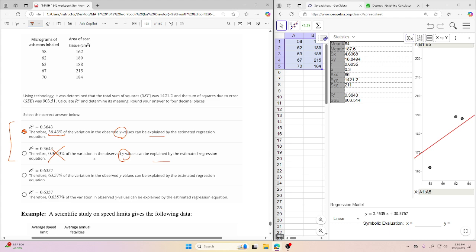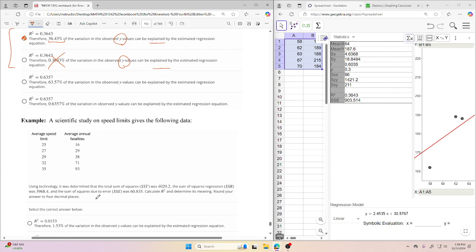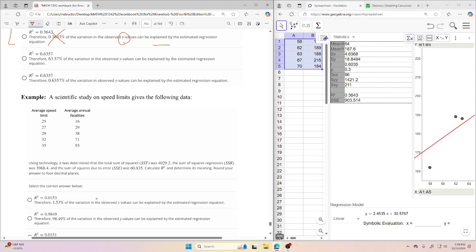It says to calculate, right? Calculate. Haha, that's so funny. Okay. Scientific study on the speed limits on a given day. Let me put it in.